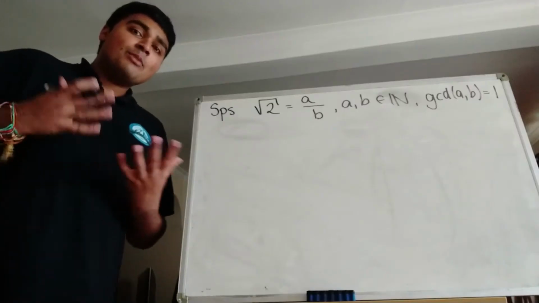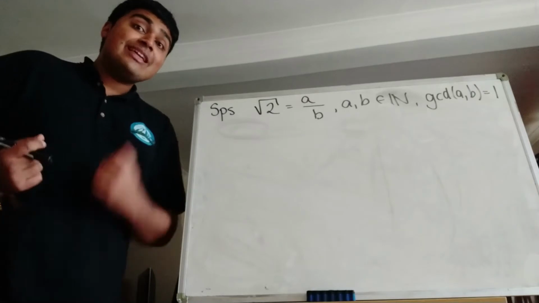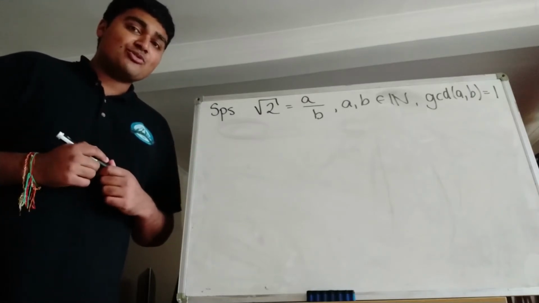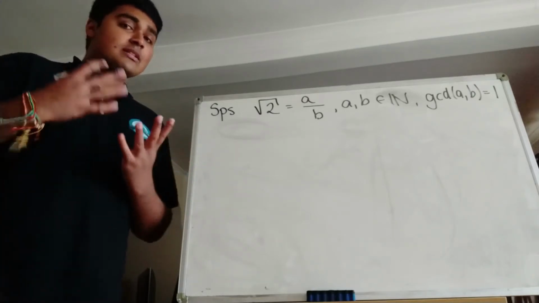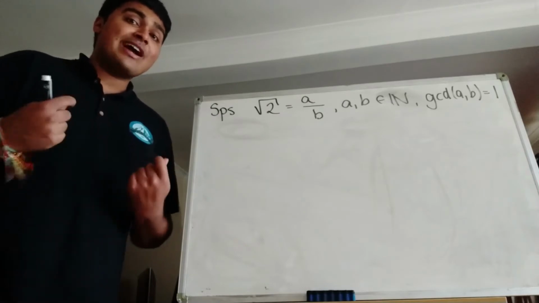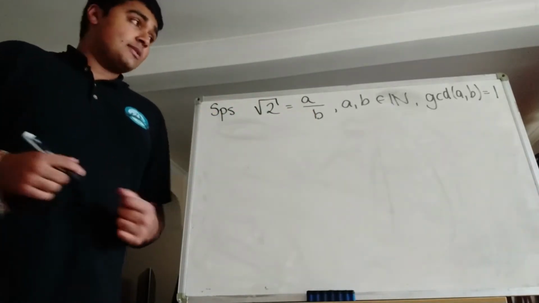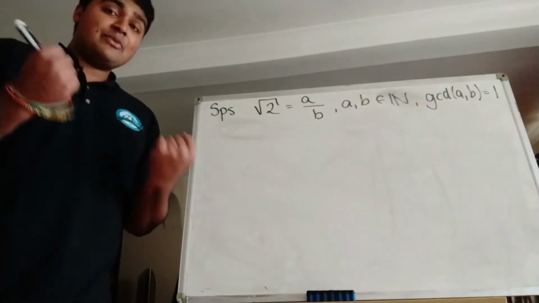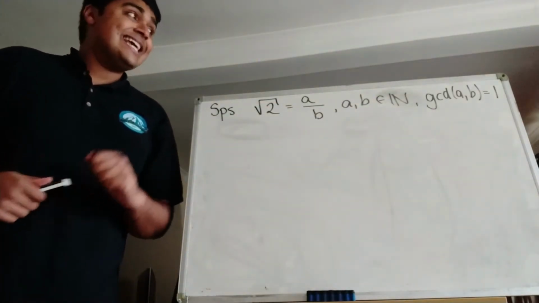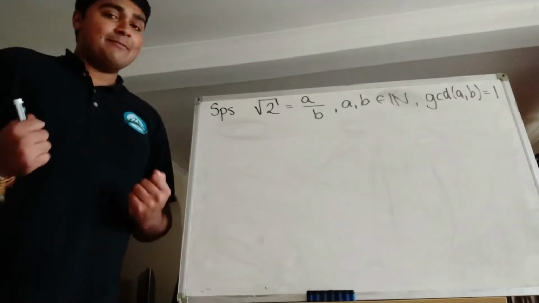Okay, so as with most proofs of the irrationality of root 2, this is going to be a proof by contradiction. So we're going to start by supposing for contradiction that root 2 is a rational number. So root 2 equals a over b, where a and b are positive integers, so natural numbers. And we can also assume, without loss of generality, that the greatest common divisor of a and b is 1.